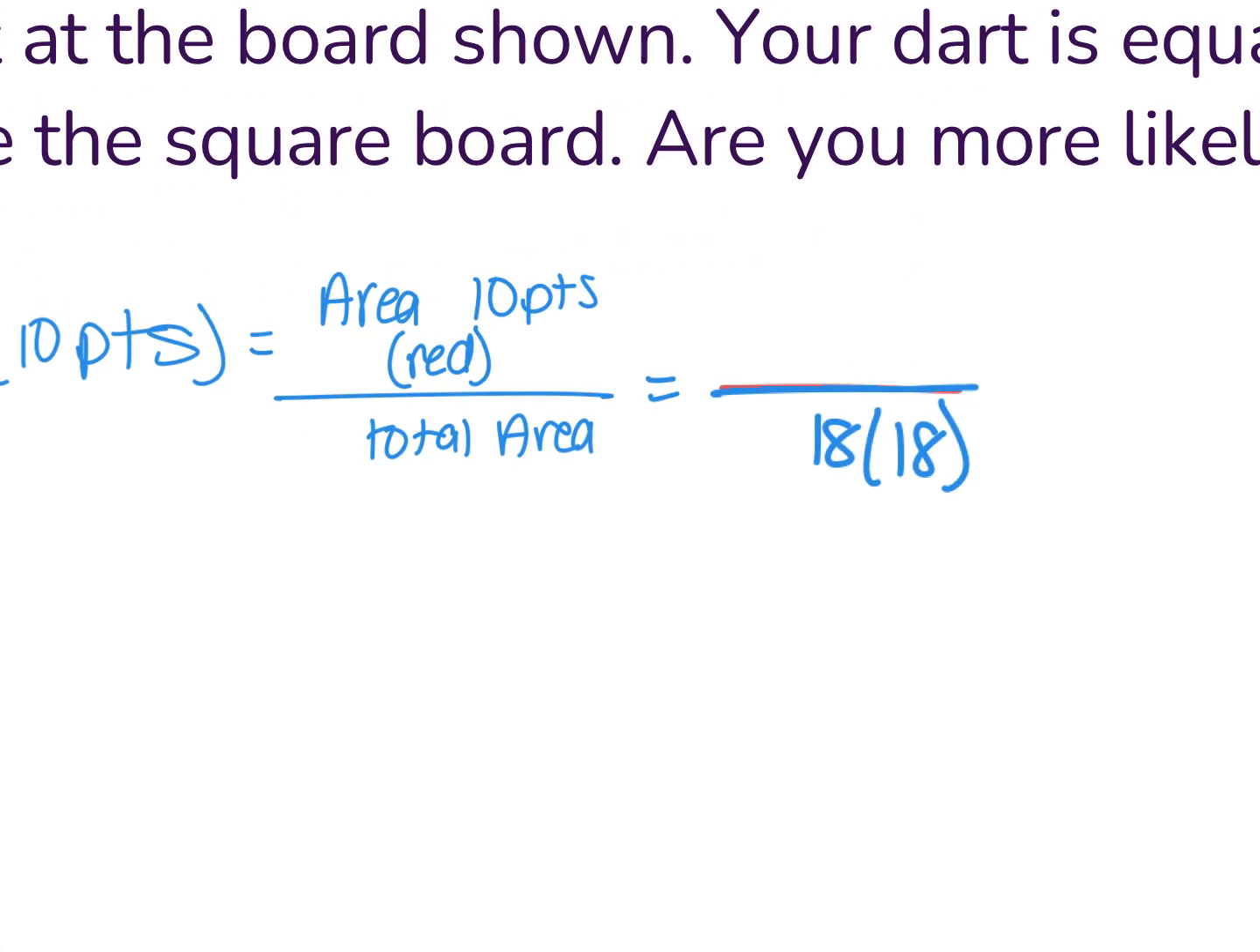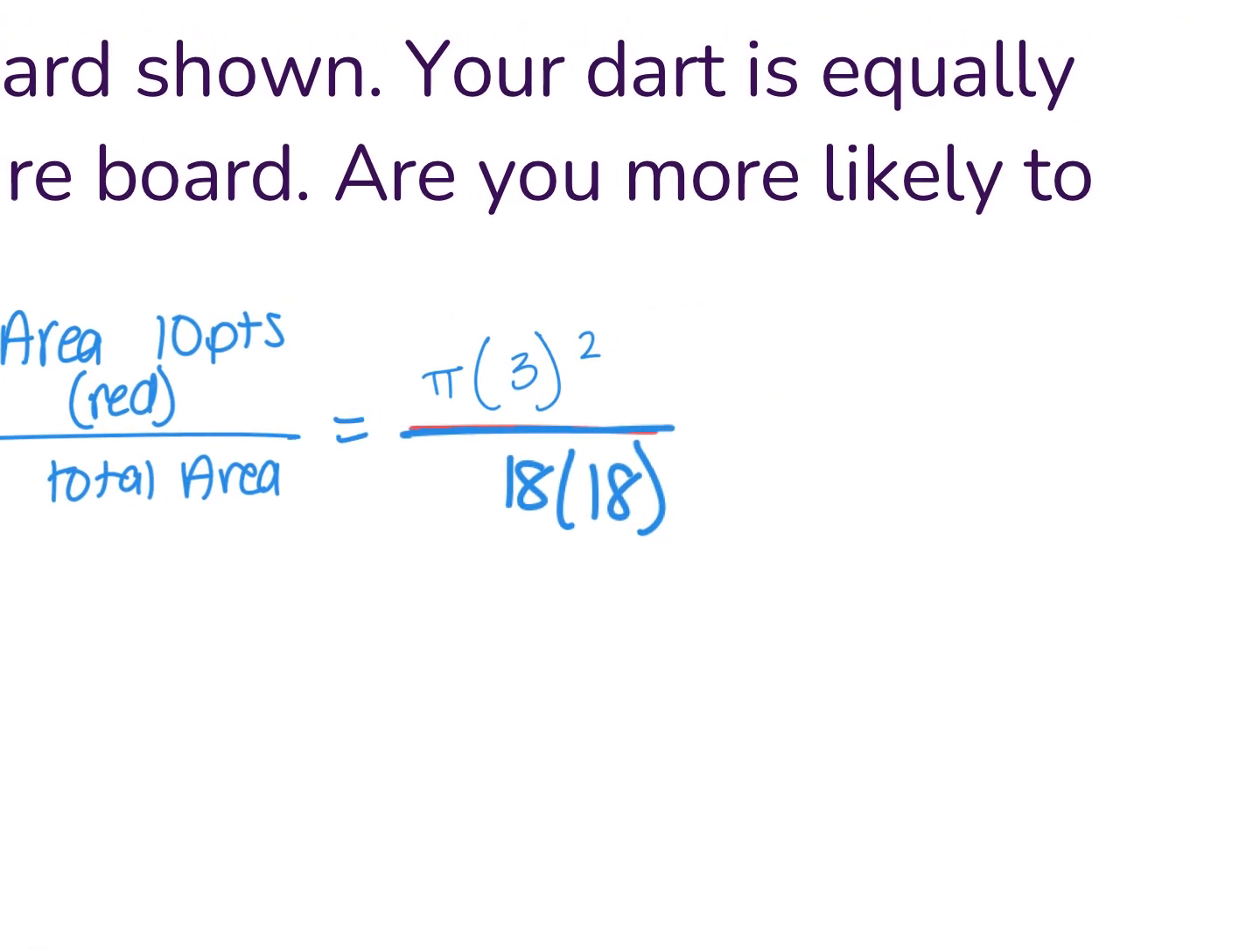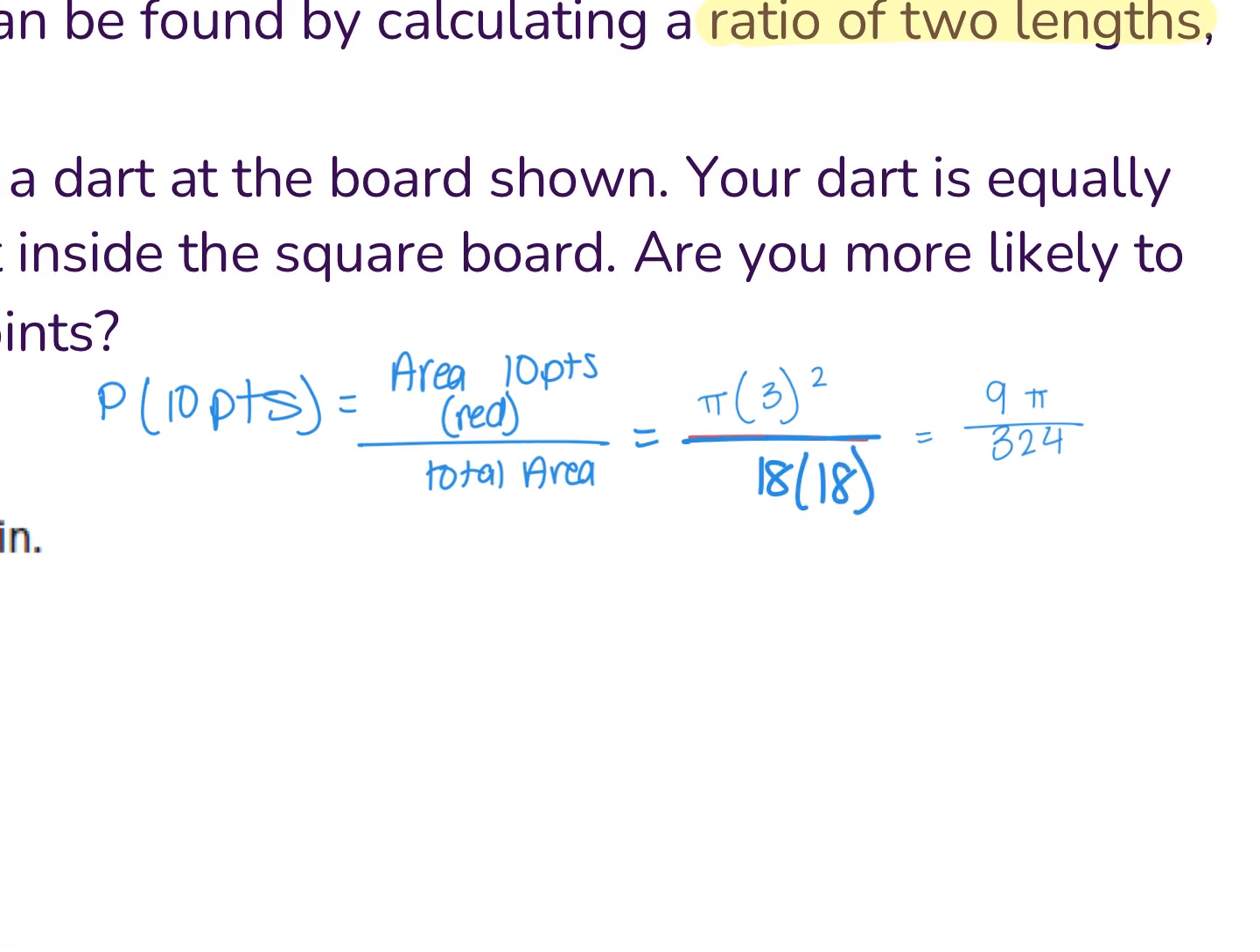So I'm going to get pi times my radius, which was 3 for that little square, squared. Solving it, I'm going to get 9 pi over 18 times 18 is 324. Keep in mind I want to change it to a decimal. These are going to simplify. I'm going to end up with pi over 36. Changing that to a decimal on my calculator is 0.087266. I'm going to leave it like that.